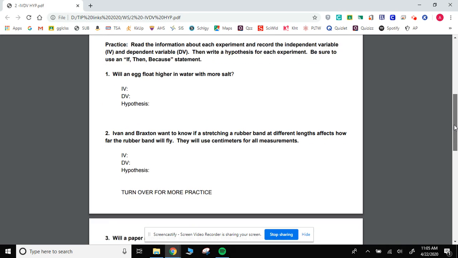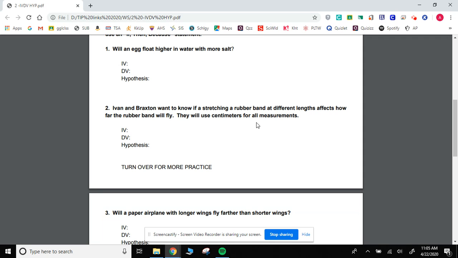So number two, we've got stretching a rubber band affects how far the rubber band will fly. We think that how far you stretch it is going to affect how far it will fly. So the cause will be how far it is stretched, and the effect will be how far it flies. So the cause is going to be our independent variable, which is how far the rubber band is stretched, and the effect is our dependent variable, which is how far the rubber band will fly. So we might come up with the hypothesis that if the rubber band is stretched more, then the rubber band will fly further.